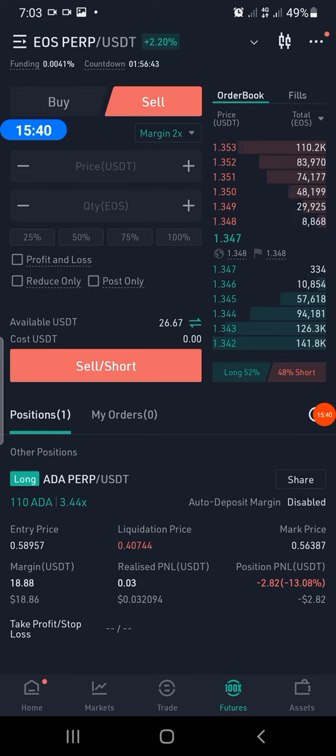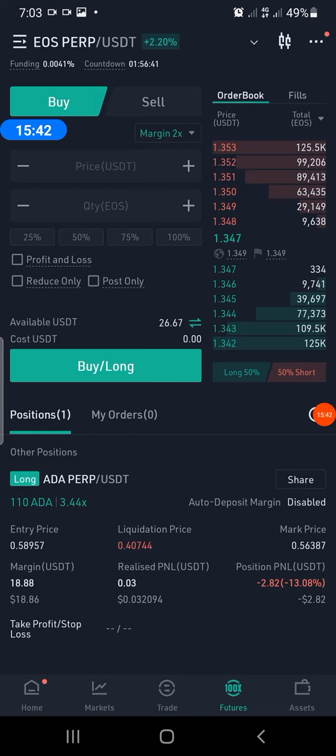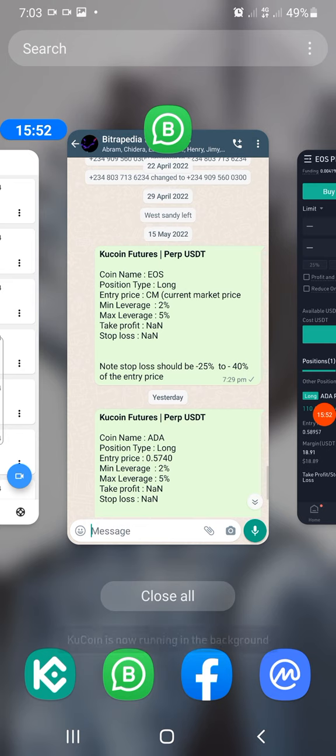So when I say long, you have to go to this buy option, although they will show you here buy slash long. So what's the entry price I gave you? Maybe I said current market price. In some cases, in the case of ADA, I gave an entry price of 0.5740.